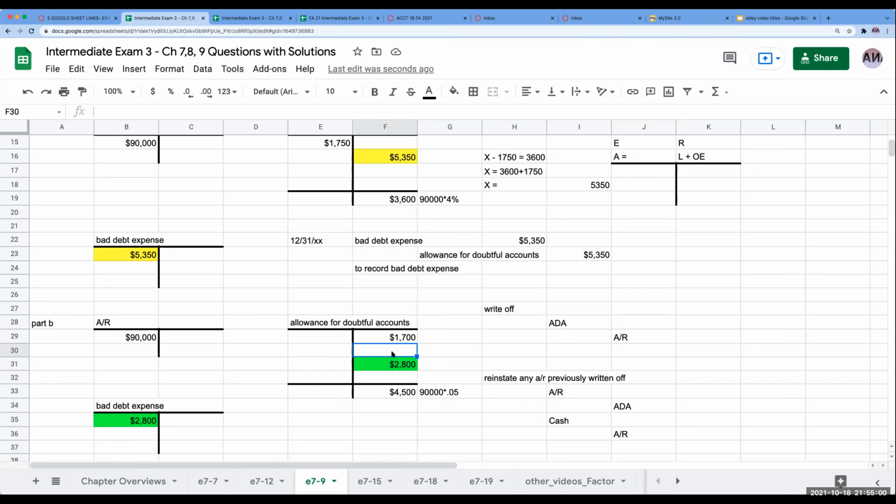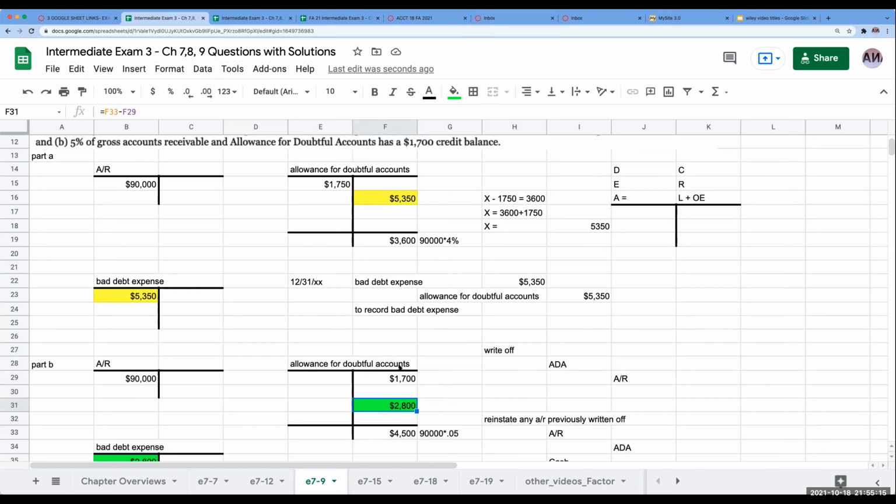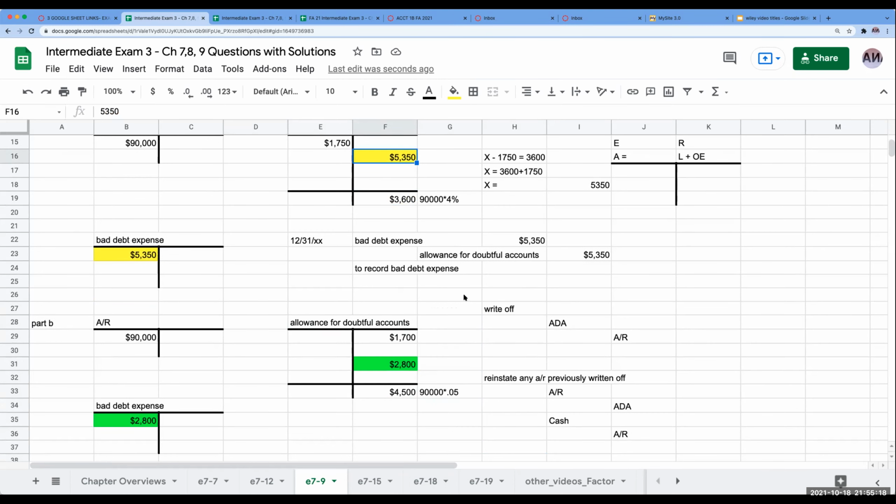So if I had this type of question and there was an accounts receivable previously written off, I'd want to do that. Then the very last step is determining bad debt expense. It's whatever I need to balance this allowance for doubtful accounts. In these questions, it's a little more straightforward, but if you throw in this kind of stuff, it can get really complicated really quickly, but it doesn't have to be that way. So again, follow the steps: compute the balance, do any write-offs, any reinstatements, and then whatever you need to balance your T account is what you record as bad debt expense.